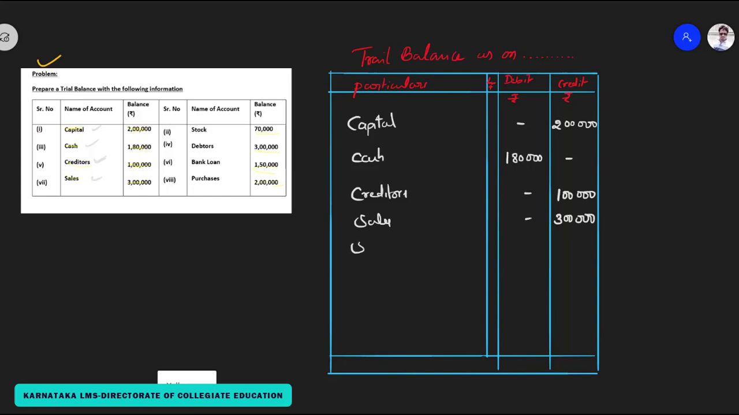And stock. Stock is an asset, so on the debit side, 70,000 rupees.